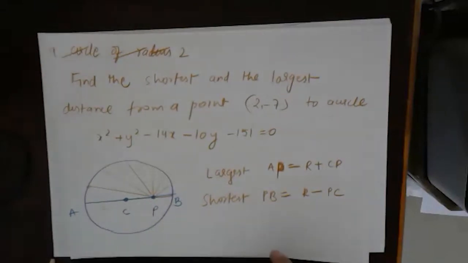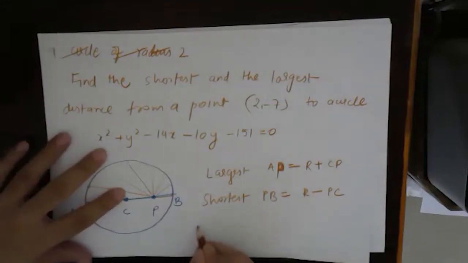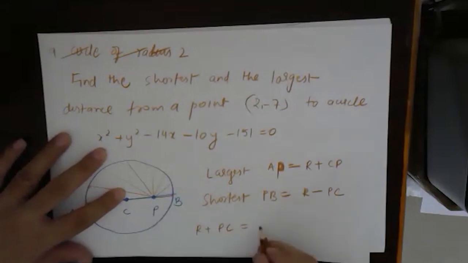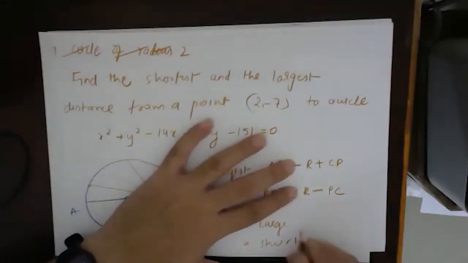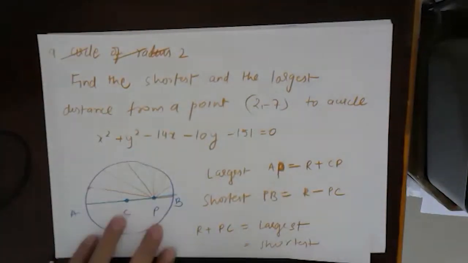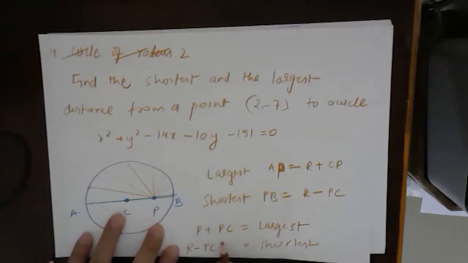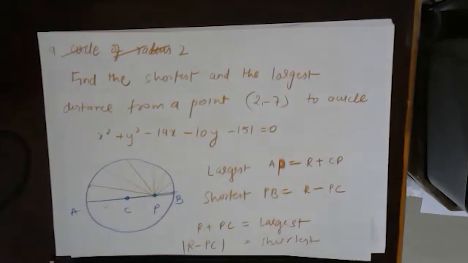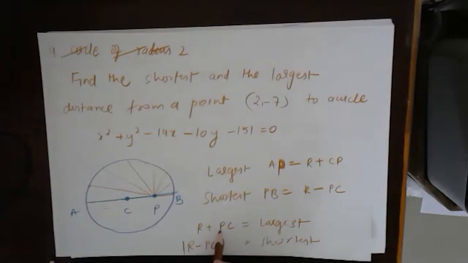So we can write a general result: the largest distance between a point and the circle will always be R plus PC. And the shortest distance between a point and the circle, whether the point is inside or outside, makes no difference: it is the modulus of R minus PC, where R is the radius of the circle, P is the point, and C is the center.